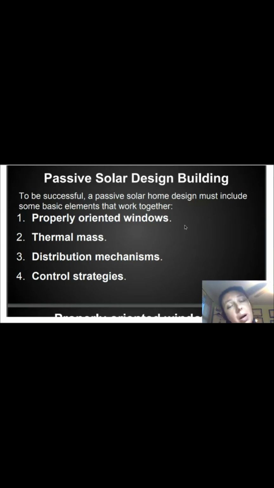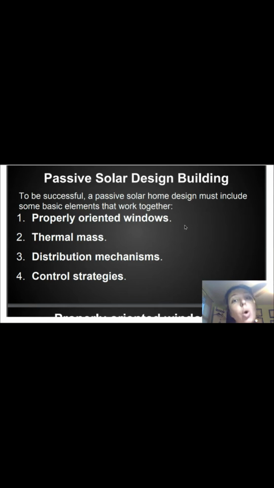One is proper orientation of windows or whatever surface might be your open surfacing, the surfacing that you want sunlight to enter through. Then thinking about when that sunlight gets through, what is your thermal mass? How are you going to take that sunlight, absorb it, and convert it into heat energy? So what do you have that's a conductor? Right? Distribution mechanisms.